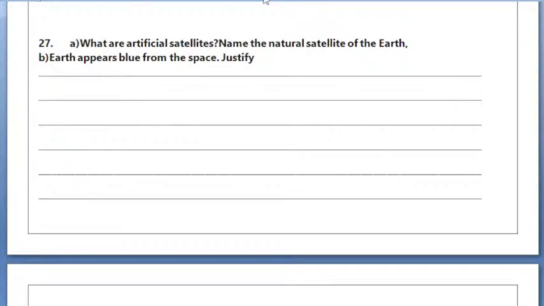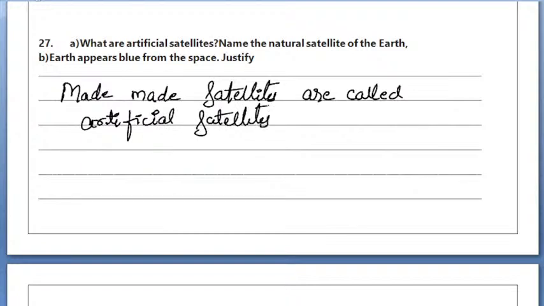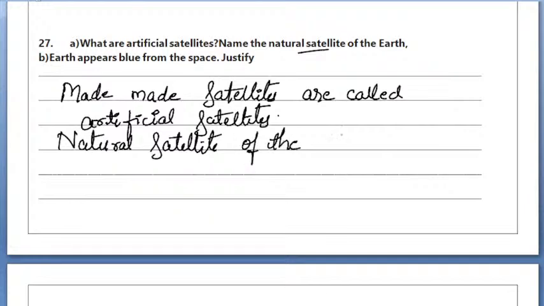What are artificial satellites? Name the natural satellite of the Earth. Man-made satellites are called artificial satellites. Which is the natural satellite of the Earth? Any guesses, children? It is the Moon. The Moon is the natural satellite of the Earth.